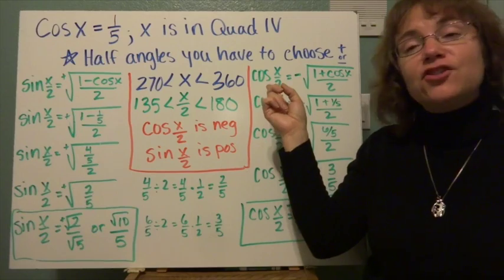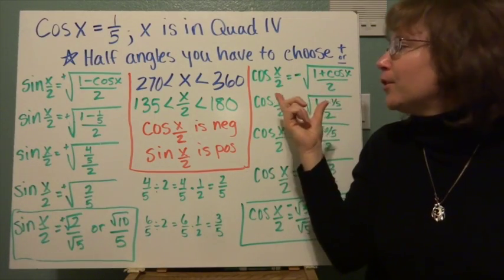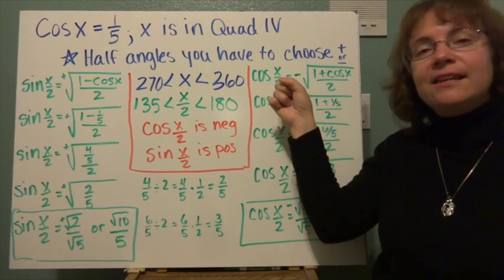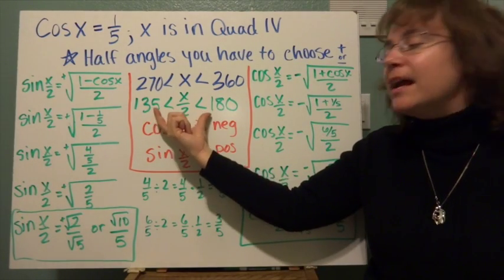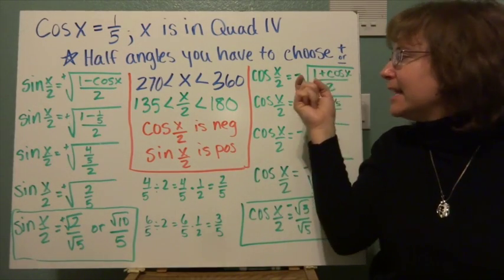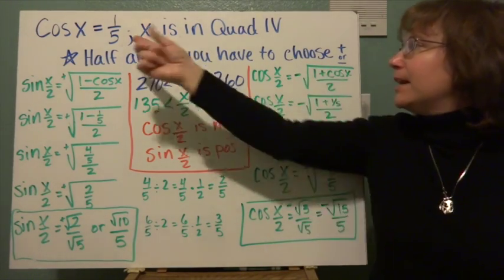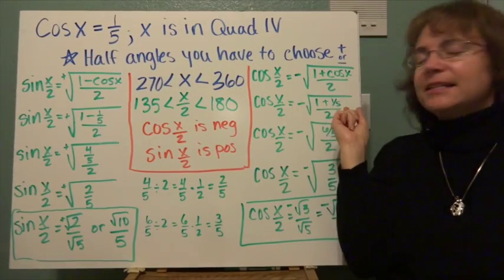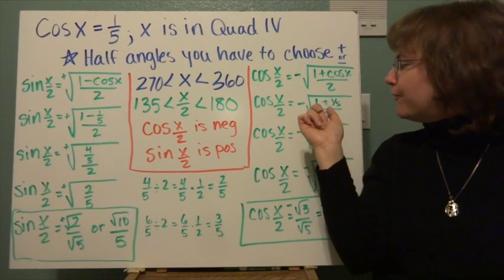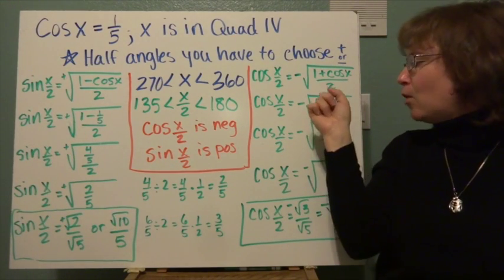Okay, so then let's look at cosine. And it's very similar, except we know cosine is going to be negative here. So we choose that negative sign because of where x over 2 lies. So I have 1 plus cosine of x. And then I am going to go ahead and substitute in my cosine of x there, which is just 1/5. So I have 1 plus 1/5. So 5/5 plus 1/5 over 2.